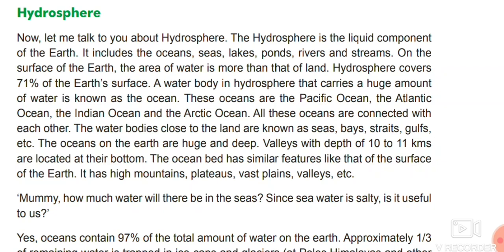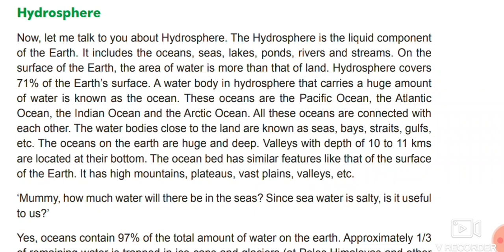The oceans on the earth are huge and deep. Obviously, oceans are huge and deep. Valleys with the depth of 10 to 11 kilometers are located at their bottom. यानी कि उनके बॉटम में भी 10 to 11 किलोमीटर्स की वैलीज यानी कि उसके अंदर भी इतनी बड़ी बड़ी खाई है. The ocean bed has similar features like that of surface of the earth.